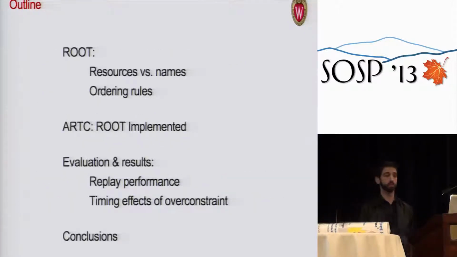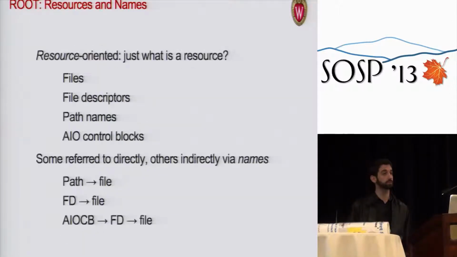So for the remainder of the talk, I will go into some more detail on what exactly ROOT is, how resource-oriented ordering works, detail our implementation, ARTC, and then go into some evaluation and results of ARTC in terms of performance and a more detailed look on how, at sort of a micro level, these performance effects end up happening, and finally some conclusion. So what exactly is ROOT?